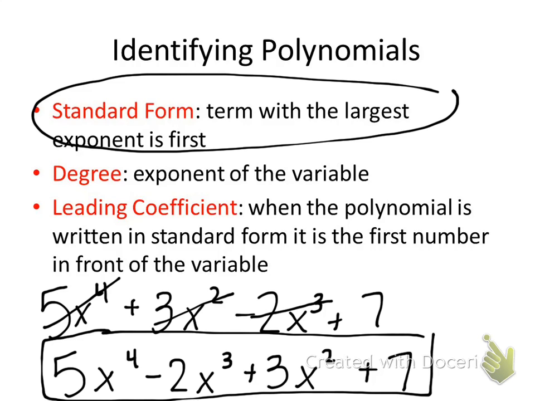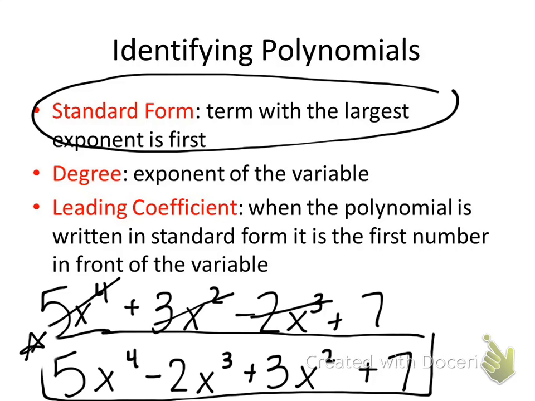And lastly, the leading coefficient. The polynomial has to be in standard form in order to identify the leading coefficient, all right? When it's in standard form, it's always the very first number in front of the variable. So what is my leading coefficient in this problem right here? 5. First number in front of the first variable.